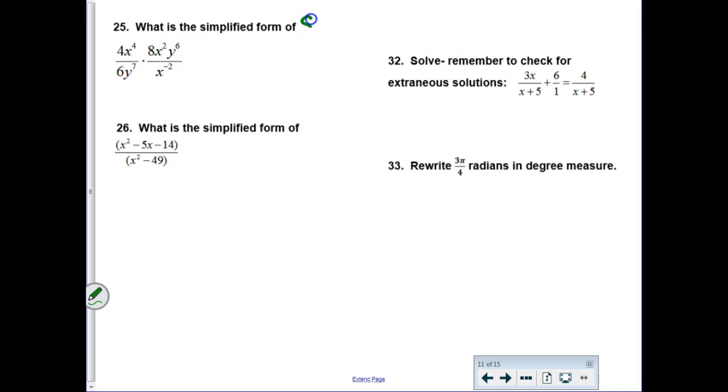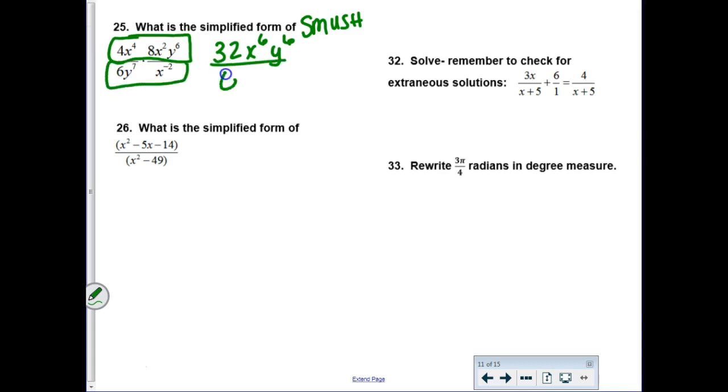And the way we look at these questions is we think about, okay, what happens when I smush them together? So I smush the numerators together, and I get a 32x to the 6th power, because you can add up these x's, and then y to the 6th power. And then do that same thing with the denominator. Let's smush those together. So 6, and then x to the -2 is the next one I'm going to write down, so it lines up with the other x term. And then y to the 7th. And clearly that's not simplified, so we've got to keep going.